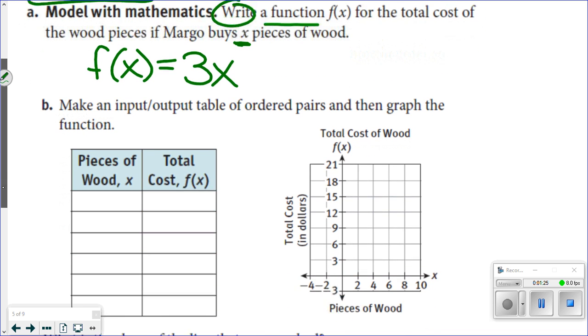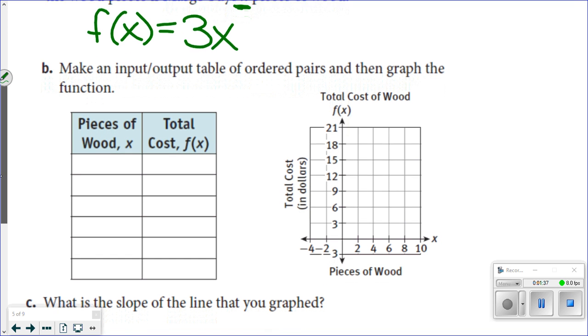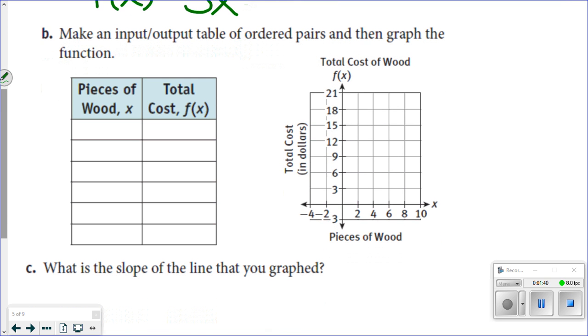Okay? So question B, it says make an input-output table of ordered pairs, and then we're going to graph the function. So in our table, we are going to fill in the left side of the column, which is pieces of wood x. So we're going to do 0, 1, 2, 3, 4, and 5. And to figure out the total cost, okay, we would plug it in. So let's think about this.